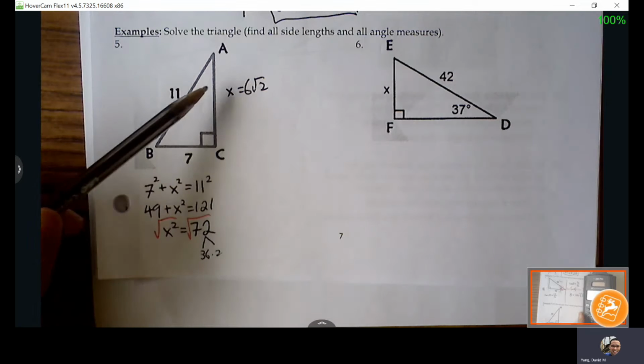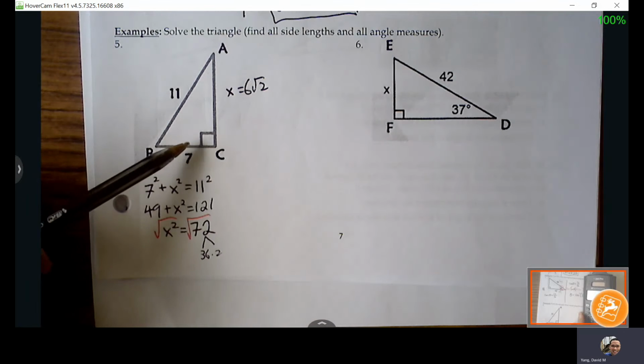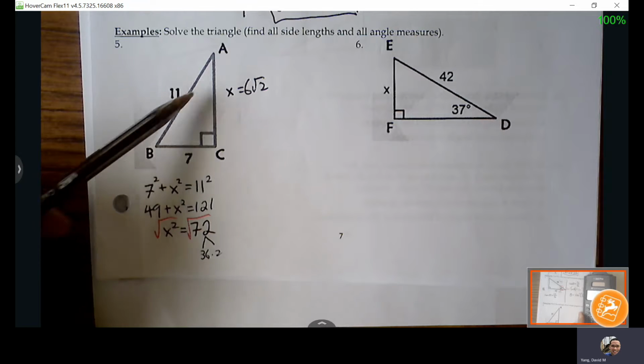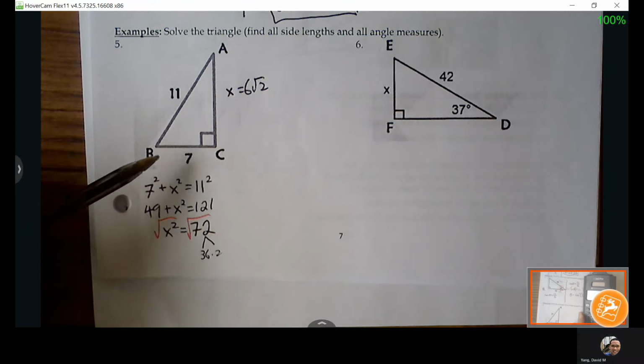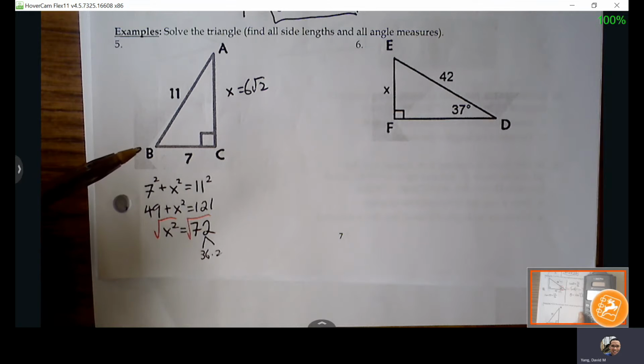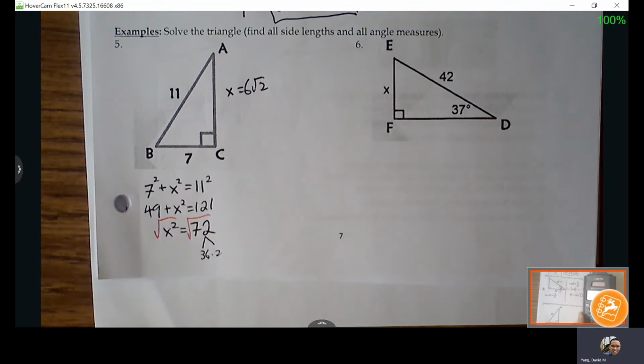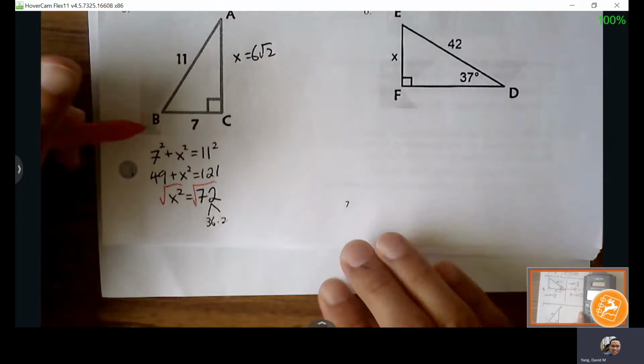So now we have to find missing angles. We can't just subtract from 180 to find them because there are 2 missing angles, right? So we've got to involve inverse trig. Now here's the thing: there's a lot of options. You can decide whether to start at angle A or angle B, and you can use sine, cosine, or tangent. There's almost too many options, so you really need to decide which one you want to use and stick with it. I'm just going to arbitrarily choose angle B.